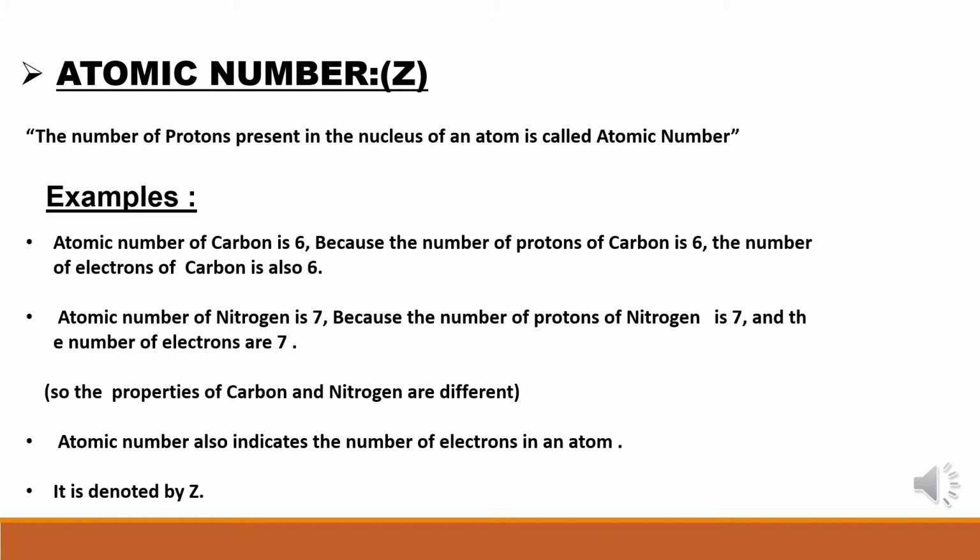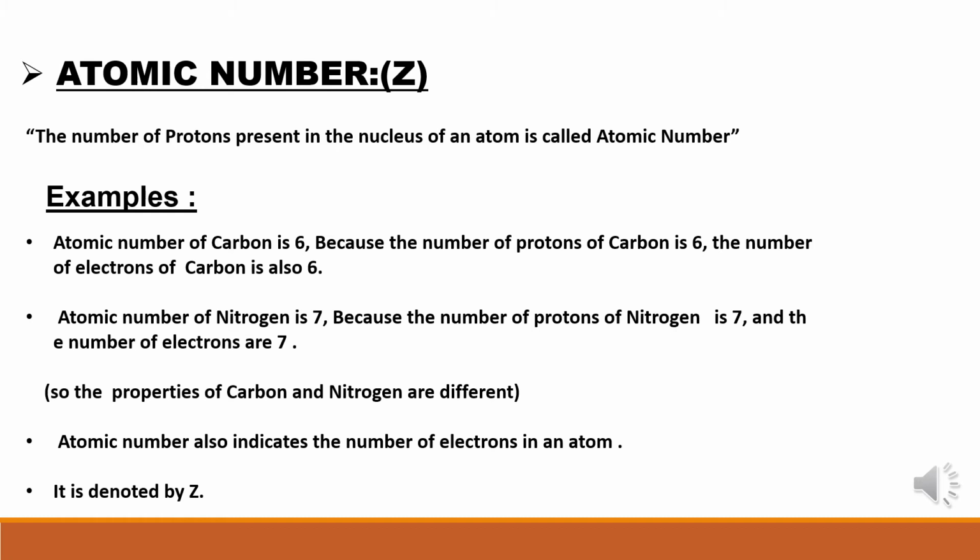The number of protons present in the nucleus of an atom is called the atomic number, as well as the number of electrons present in the shells of an atom represents the atomic number. So we can say that the number of protons or electrons present in an atom indicates the atomic number of that element.